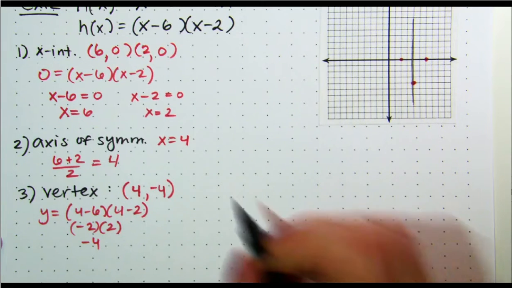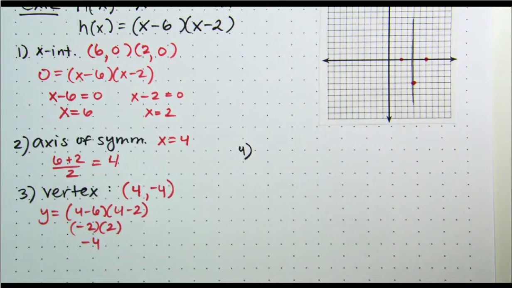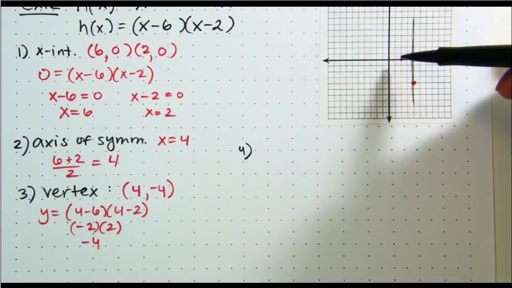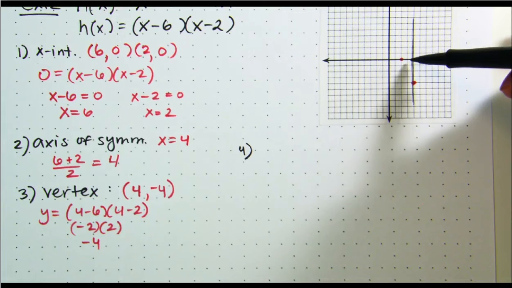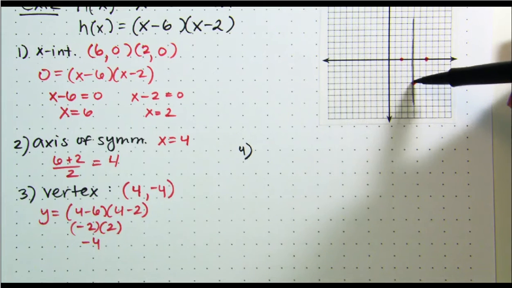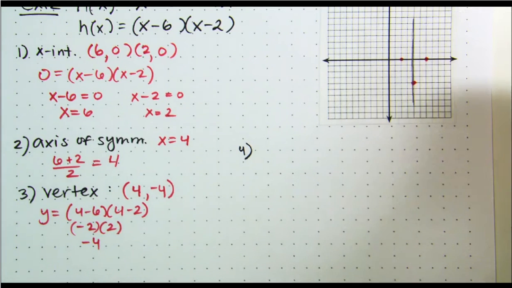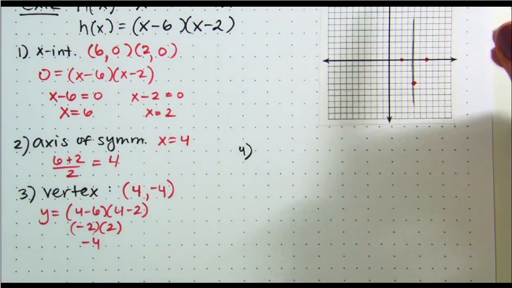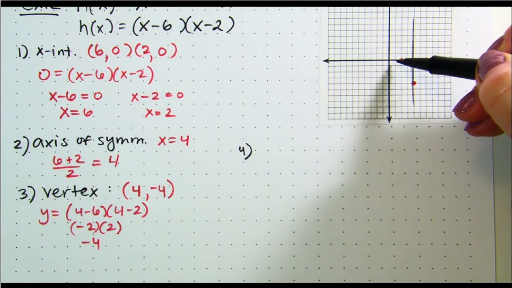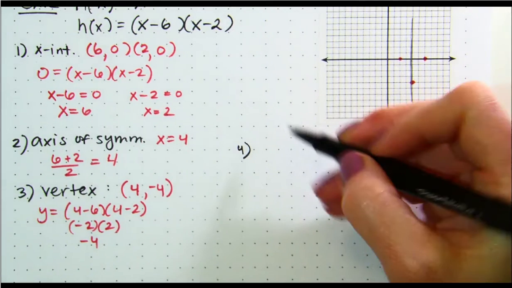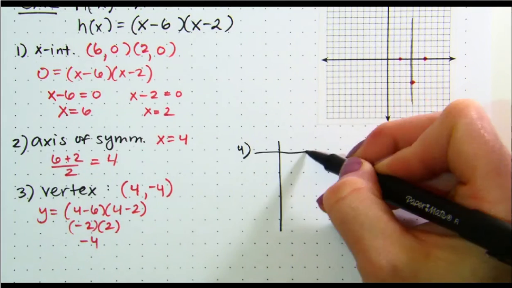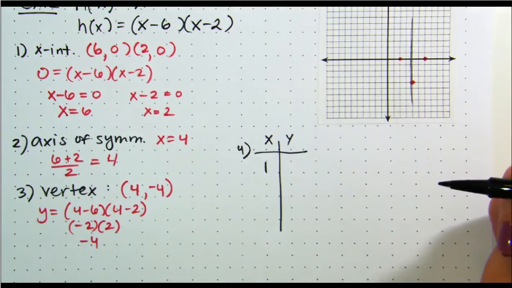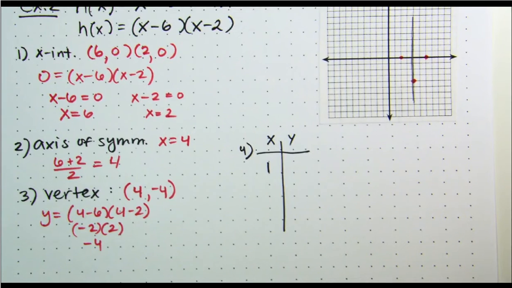And then step 4 is to pick at least 2 more points. So now I could pick a point, x is 1, x is 0. I could pick x is 3, so I could see what's next here. Totally up to you what you want to pick. I'm going to go with x equals 1. But again, you can pick whatever ones you'd like.